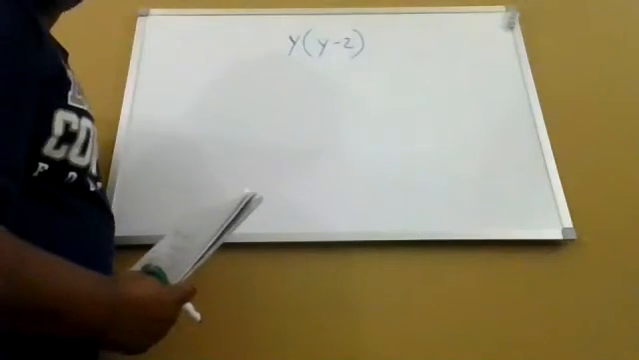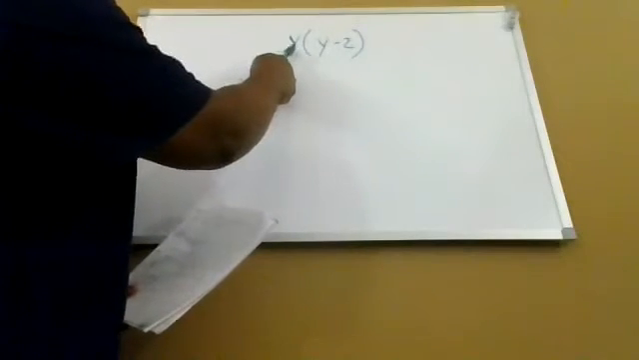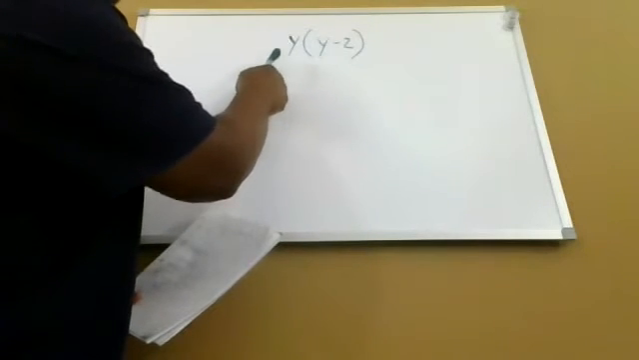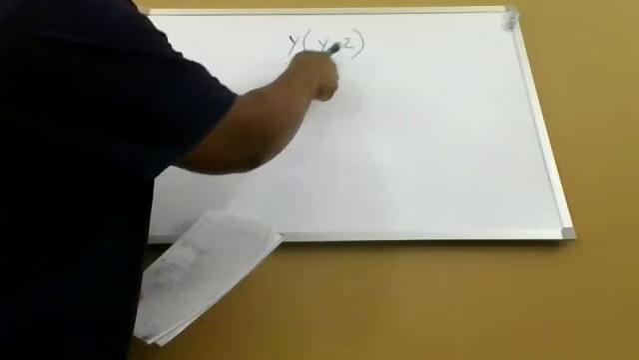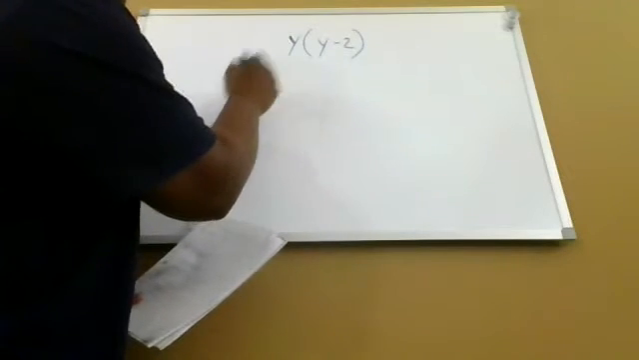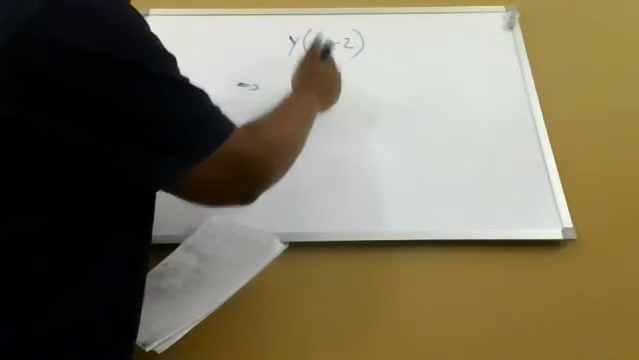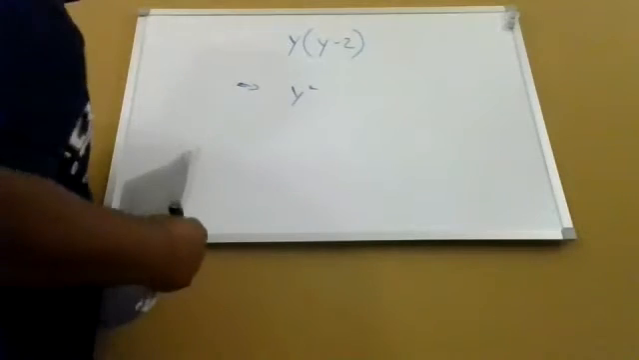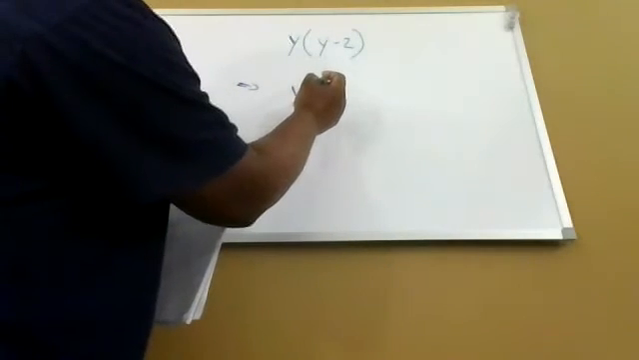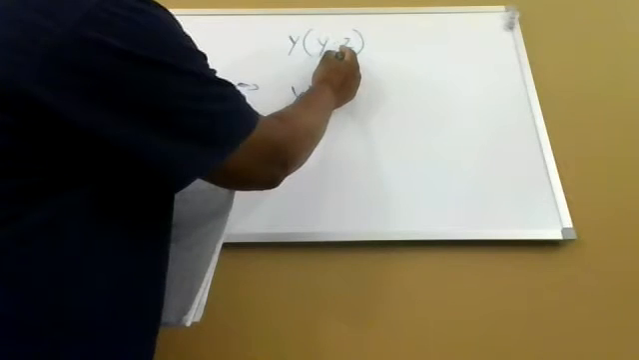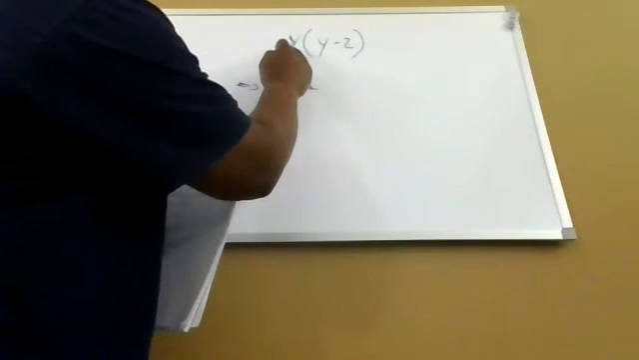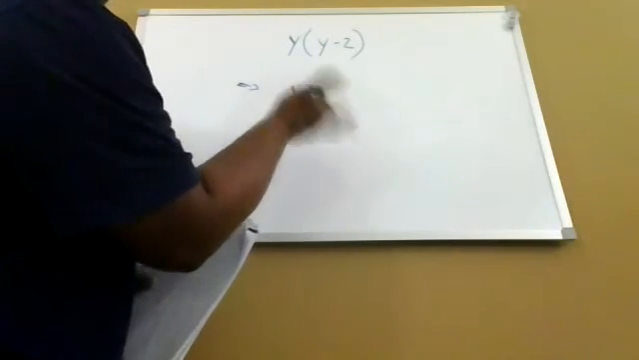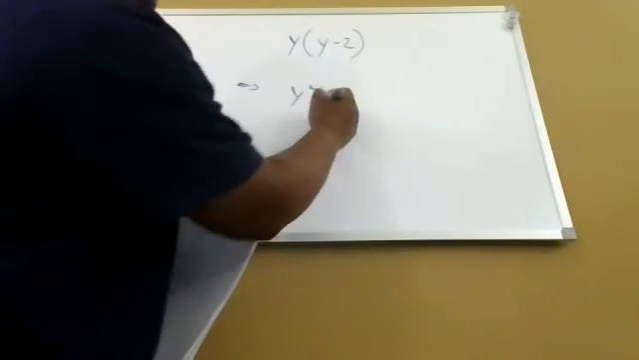Okay, for this problem, we have y times y minus 2. So I have to distribute this y to each term here. So y times y is going to be y squared, and then y times negative 2 is going to be negative 2y.